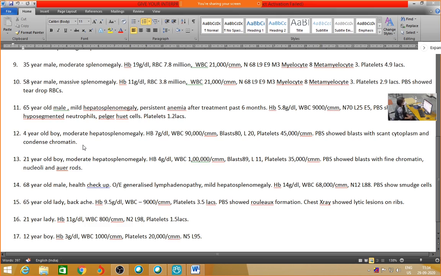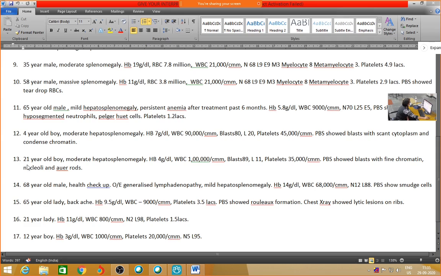So as pathologists, we have to give the clinical diagnosis. We have to actually put the markers on flow cytometry and say whether they are the T cells or whether they are the B cells, okay? Because the treatment is different for each.